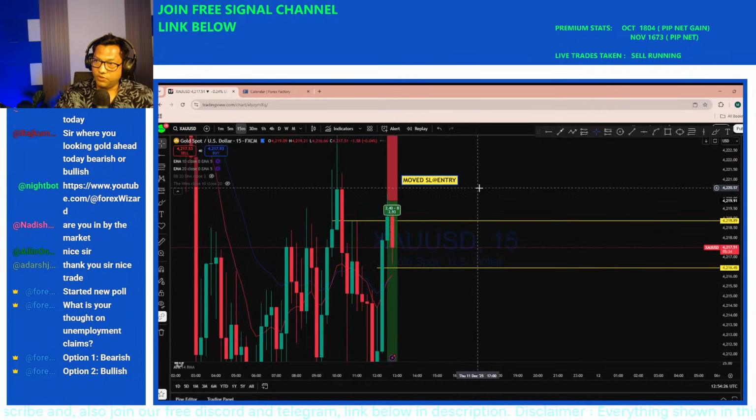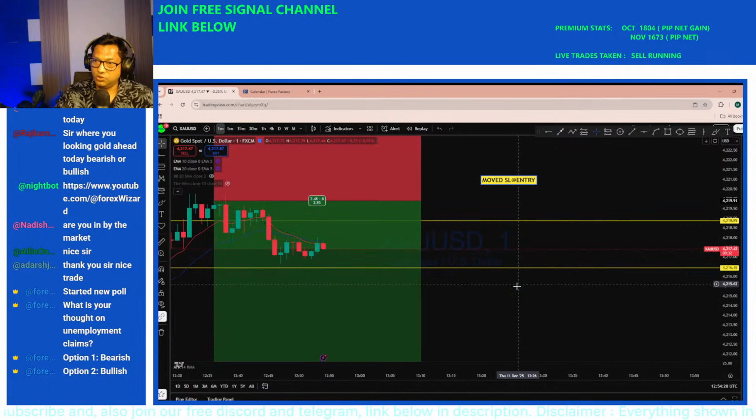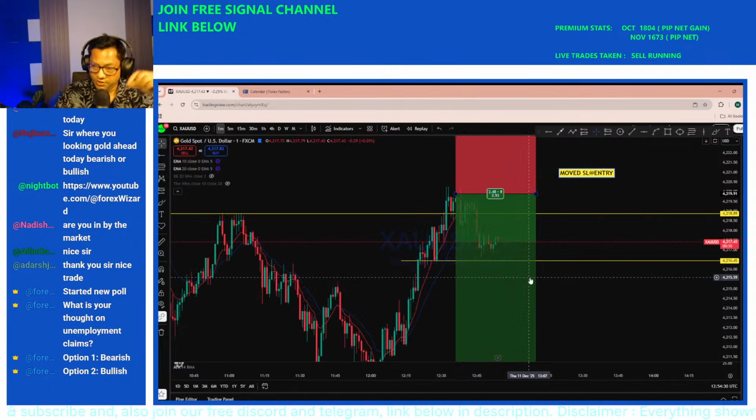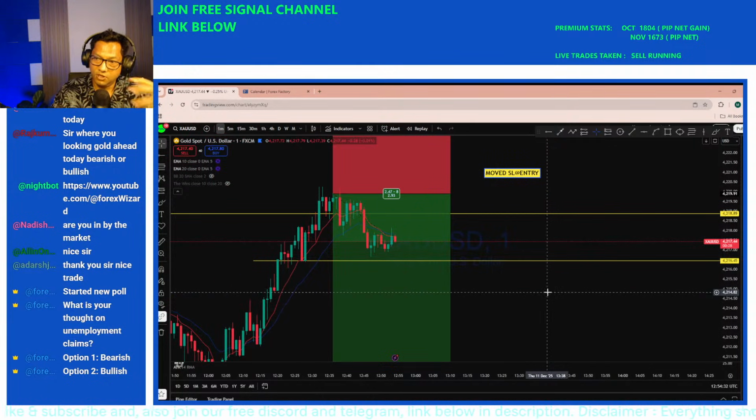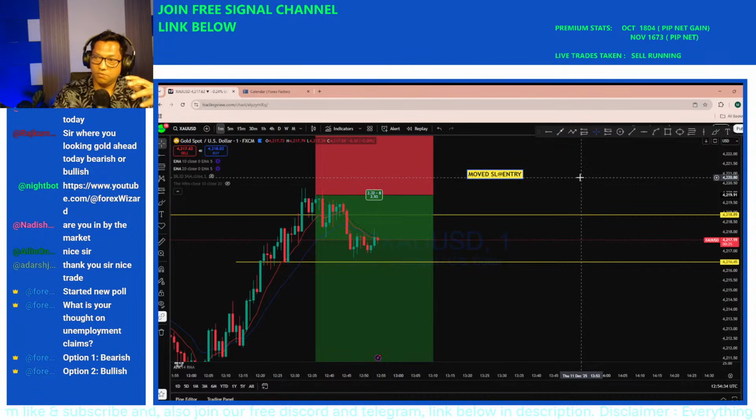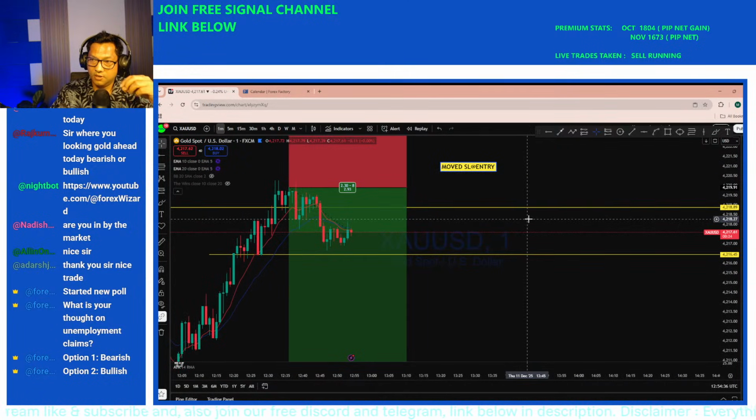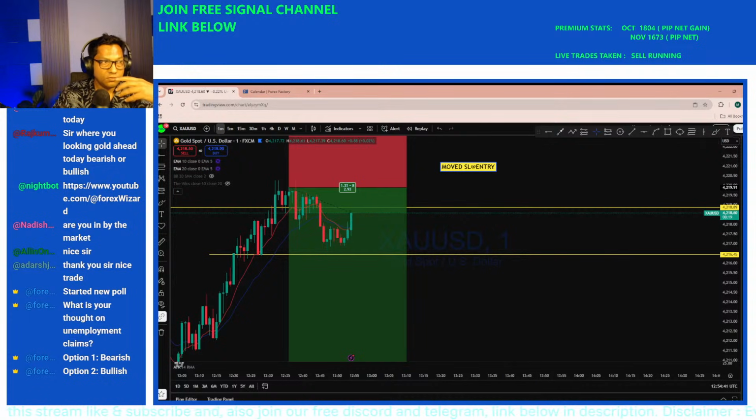So this is a risk-free trade now with us, and we'll be waiting to see what's coming up later, because after the news it may again prepare for another move. All right, so we'll see where it is heading.